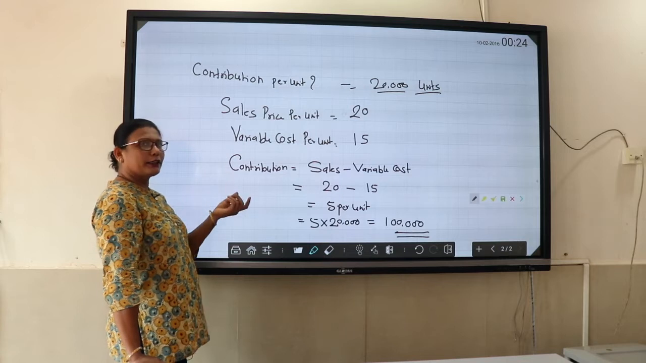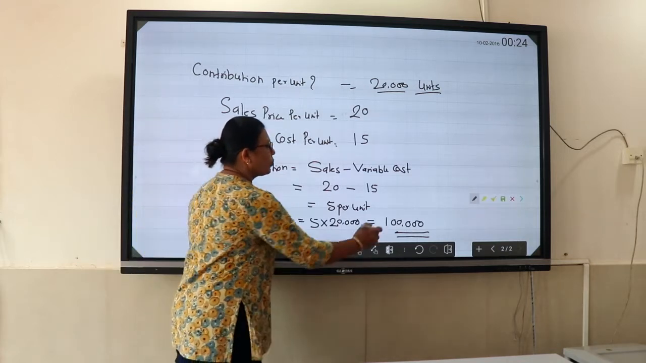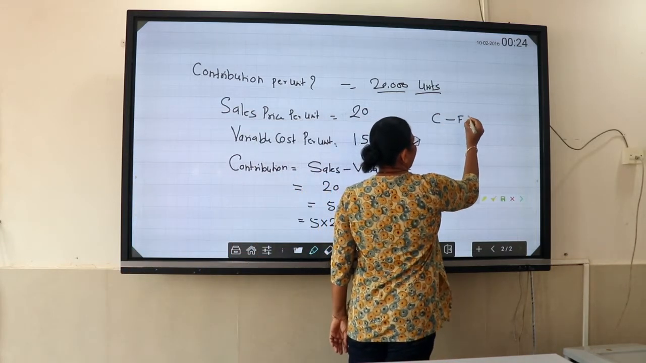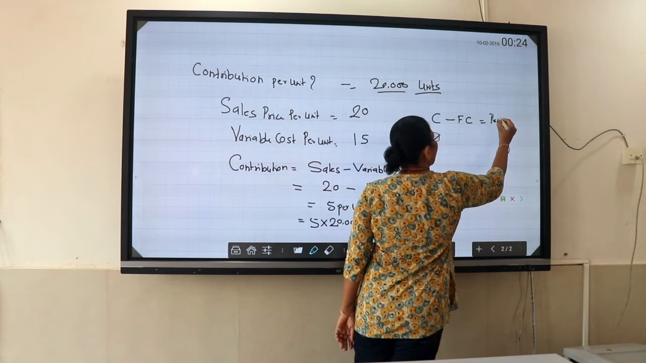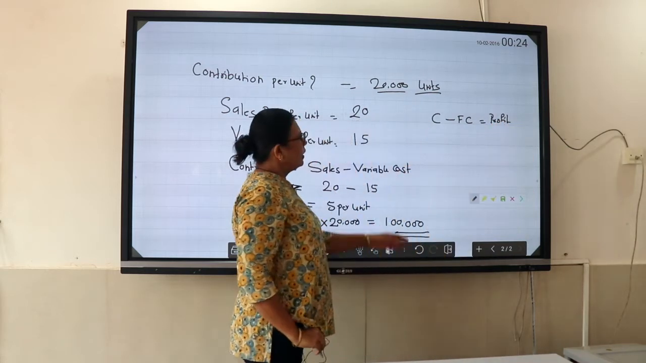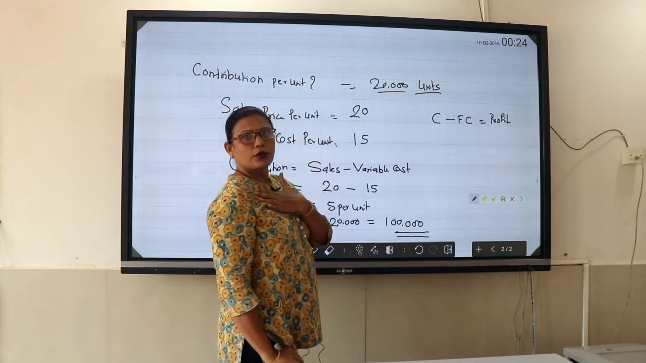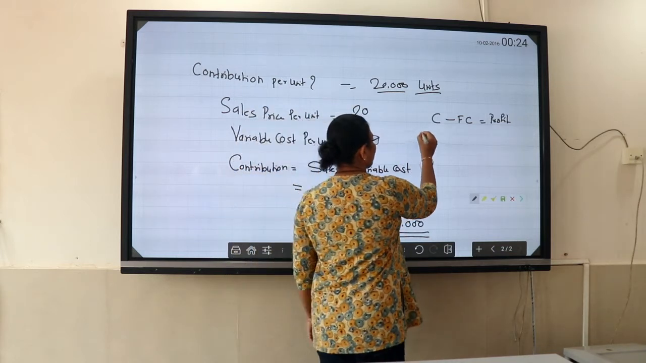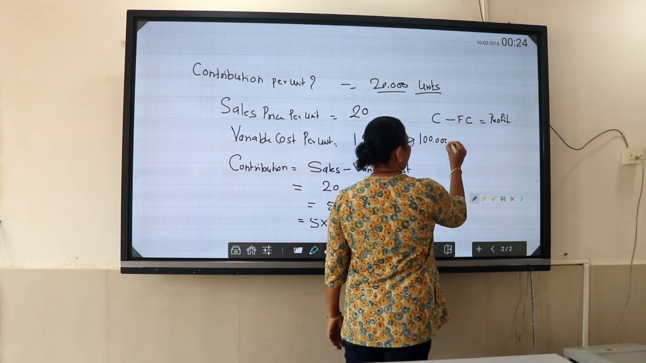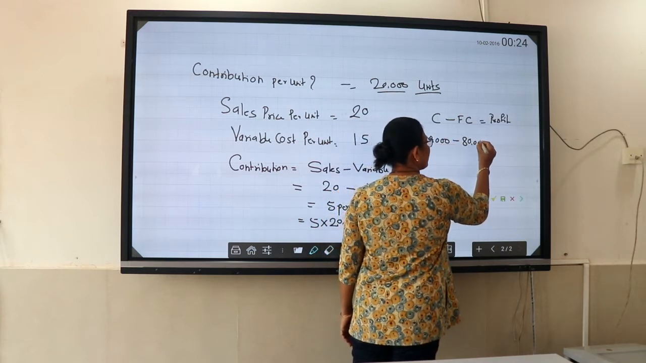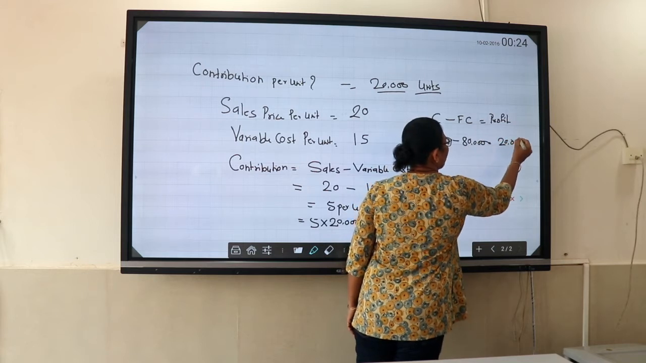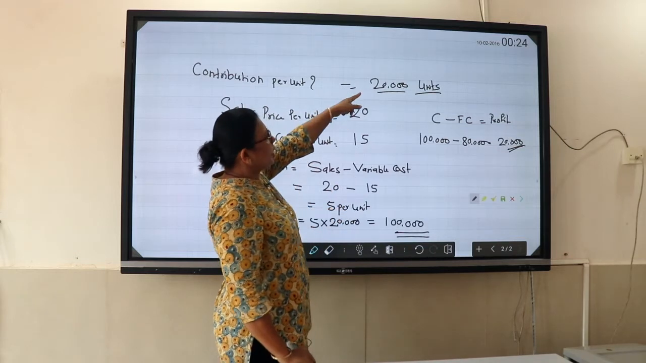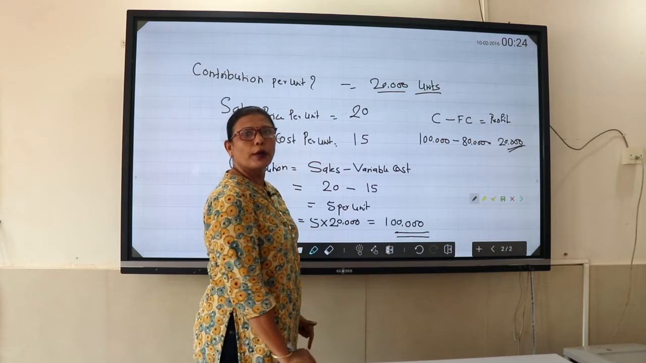Now if I want to go further and determine a profit, I can determine that. Now I know my contribution is 1 lakh. So from contribution, if I deduct fixed cost, I get profit. Remember your equation. What is your equation? Contribution minus fixed cost is equal to profit, right? Because contribution is fixed cost plus profit. So what is my contribution? My contribution is 1 lakh. My fixed cost given in the problem is 80,000. So what will be the profit? The profit will be 20,000. So if my contribution per unit is 5 per unit, for 20,000 units I will have a profit of 20,000.